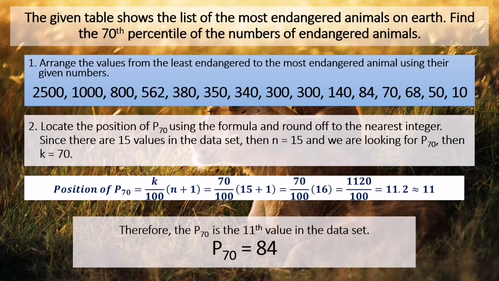Therefore, the 70th percentile is the 11th value in the data set. Going back to the ordered set of values, our 11th value is 84. Therefore, the 70th percentile is equal to 84.